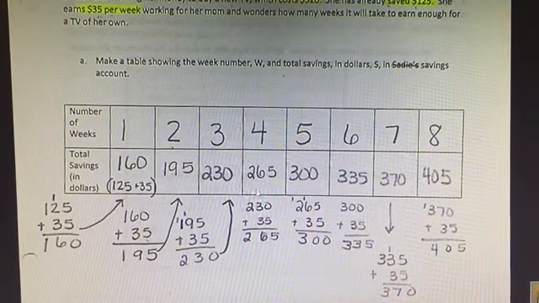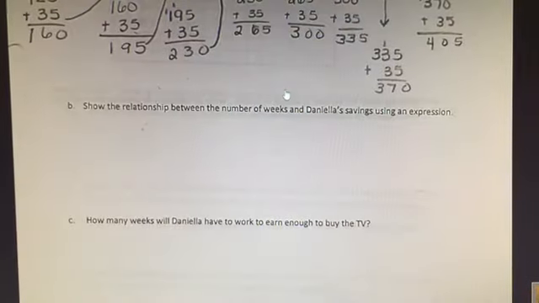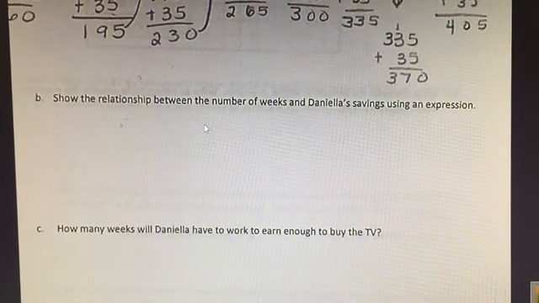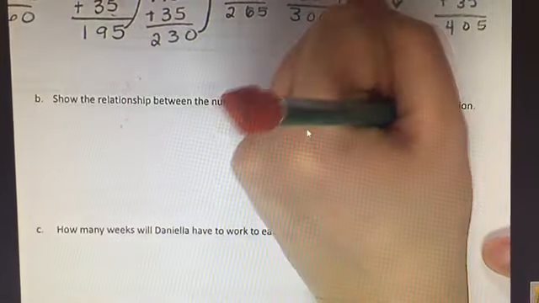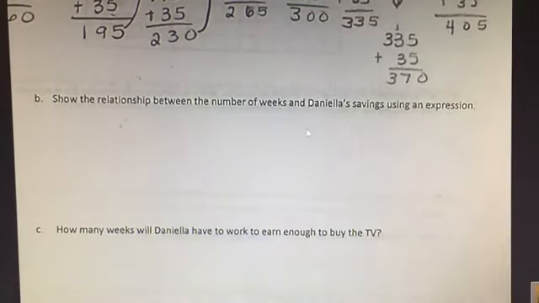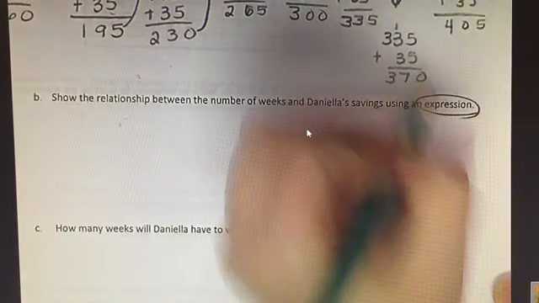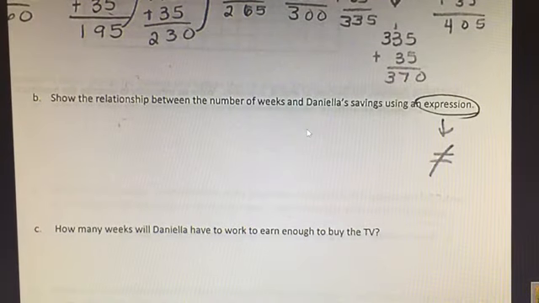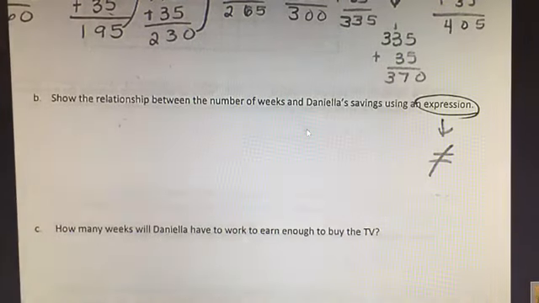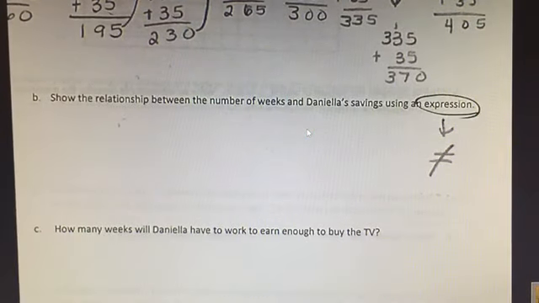So we're gonna skip down to B, okay, which says show the relationship between the number of weeks and Daniela's savings account using an expression. So if we're going to use an expression, you need to make sure you do not use an equal sign. We talked about that in the mid-module. If you use that equal sign, you lost a whole point. You went from a 4 to a 3, okay? So we wanna make sure that we don't do that, all right?